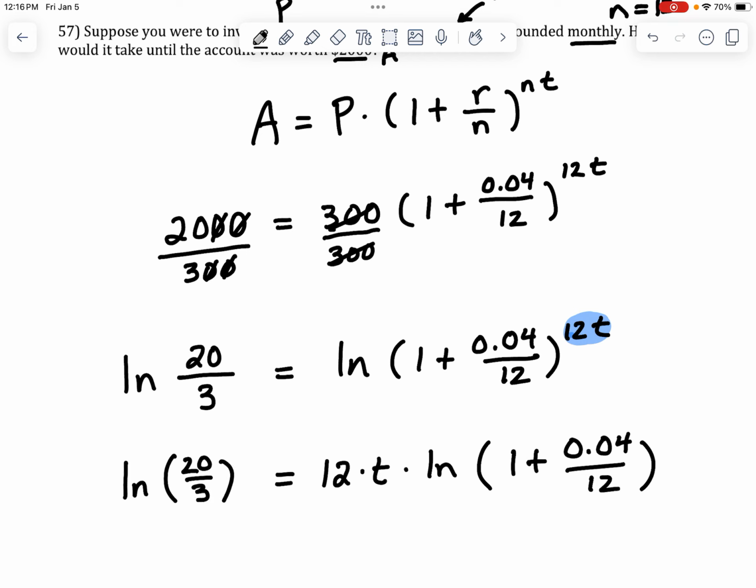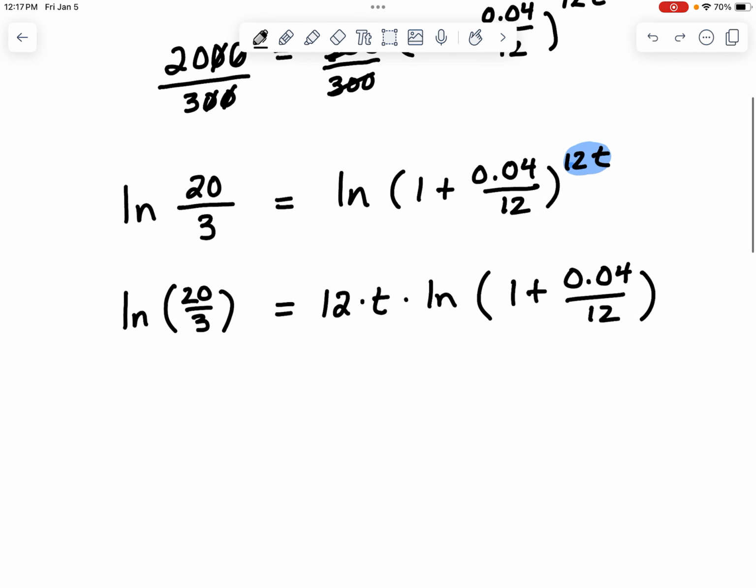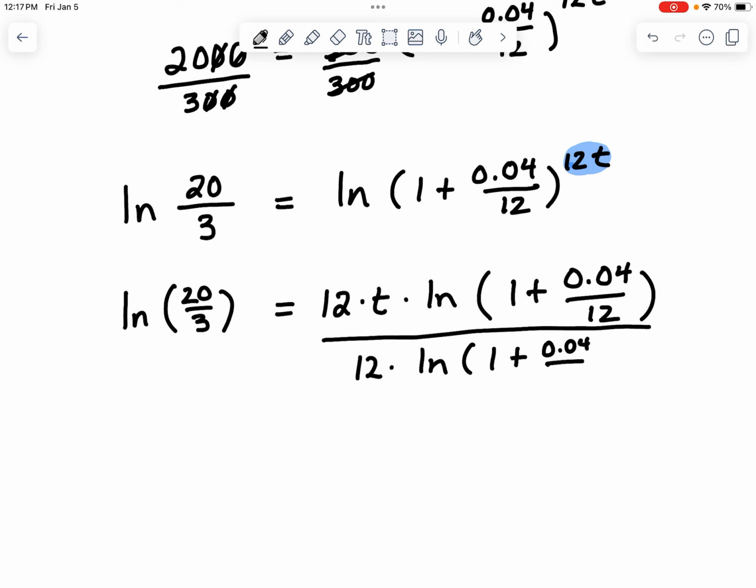And it's best to not use decimals or anything like that, like get an approximation for this or figure out what 20 divided by 3 is. Just leave them like that, and we're going to type the whole thing in the calculator. After we solve for t, which means that we just need to divide both sides by both the 12 and the natural log of 1 plus 0.04 divided by 12 in parentheses. And if you do that on the right, do that on the left. Hold on, that was not a very neat natural log.